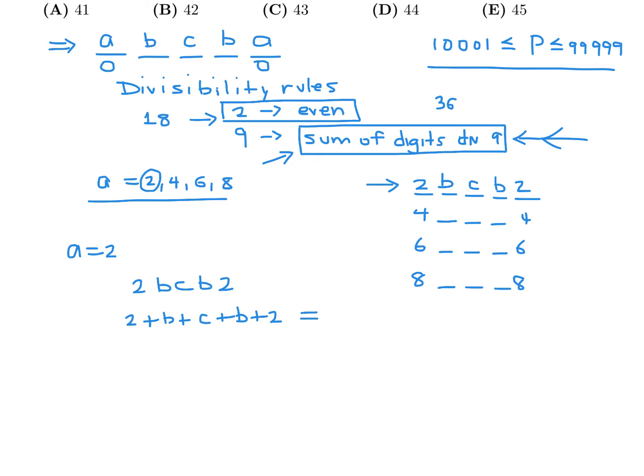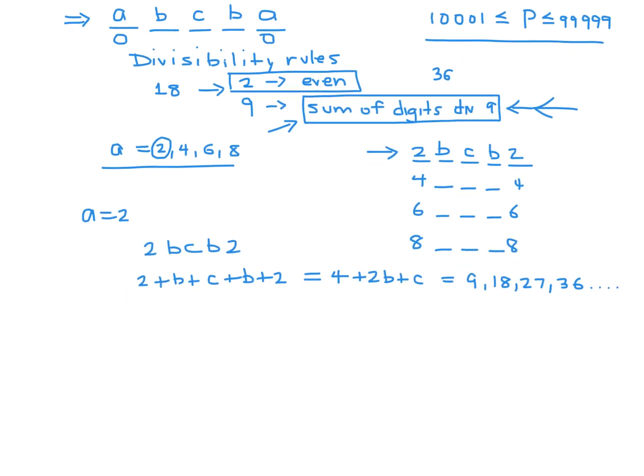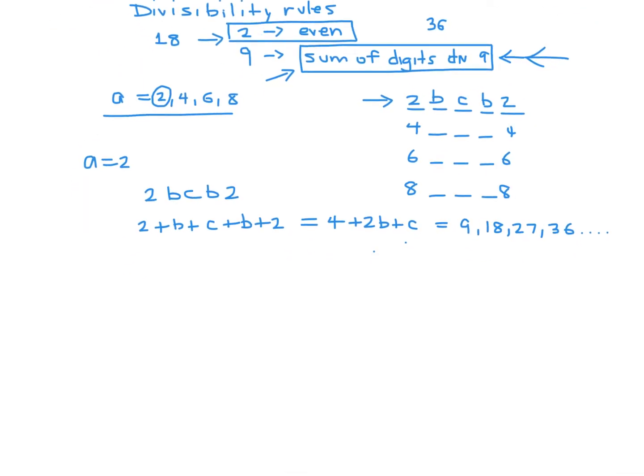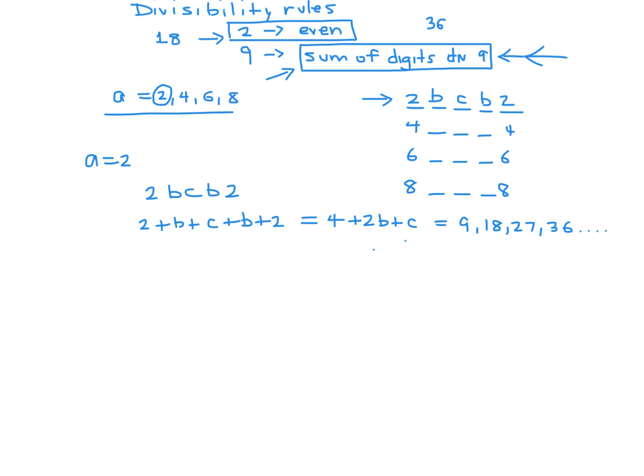Well, let's just clean this a bit. That's 4 plus 2B plus C, right? And it's got to be a multiple of 9. So it can be either 9, 18, 27, 36, and so on. Correct? And then we have to see what we get for each of these. Some of them will give something, some of them won't. And then eventually you realize that you won't be able to get anything more.